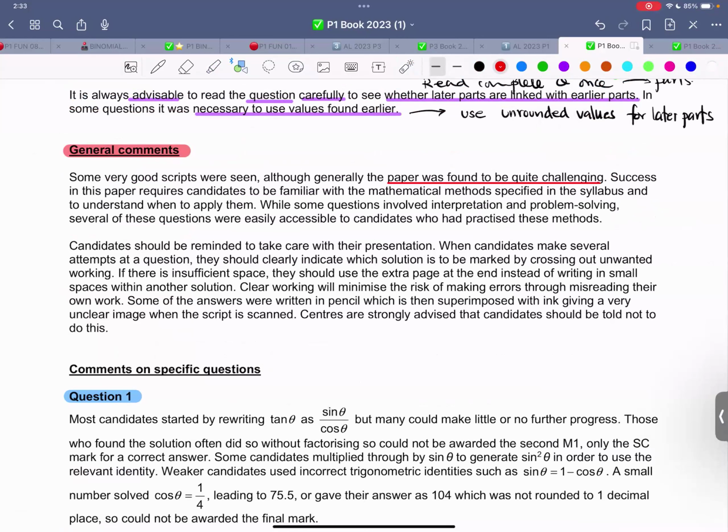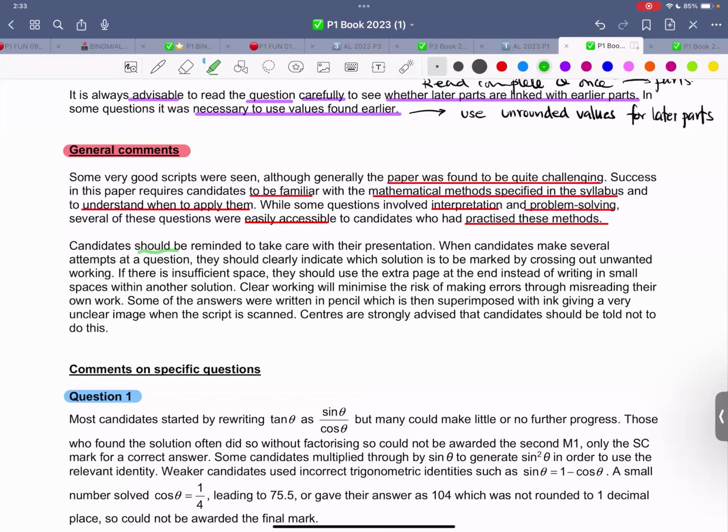Success in this paper requires candidates to be familiar with mathematical methods specified in the syllabus. Of course, that is what we learned the whole year, and to understand when to apply them. Yes, this is necessary. While some questions involved interpretation and problem solving, several of these questions were easily accessible to candidates who had practiced these methods. Candidates should be reminded. So let me change it to highlighted.